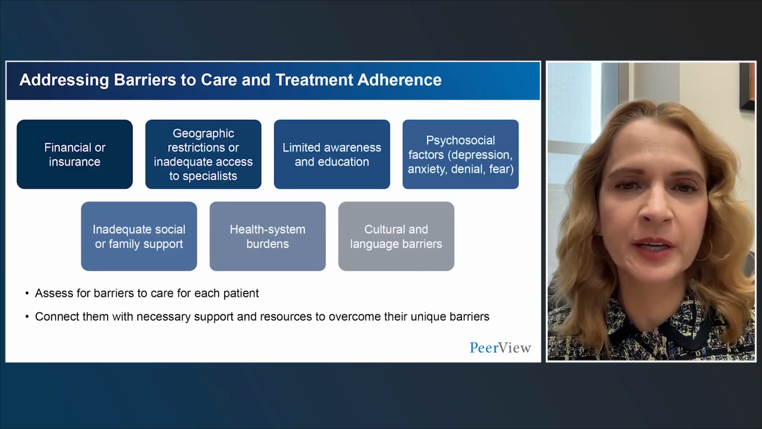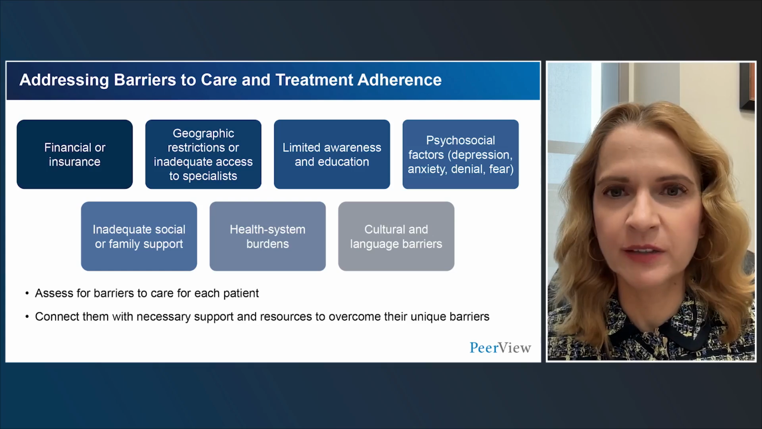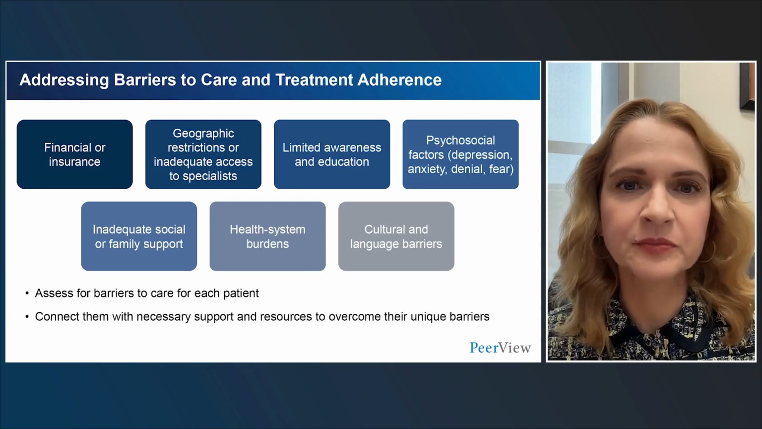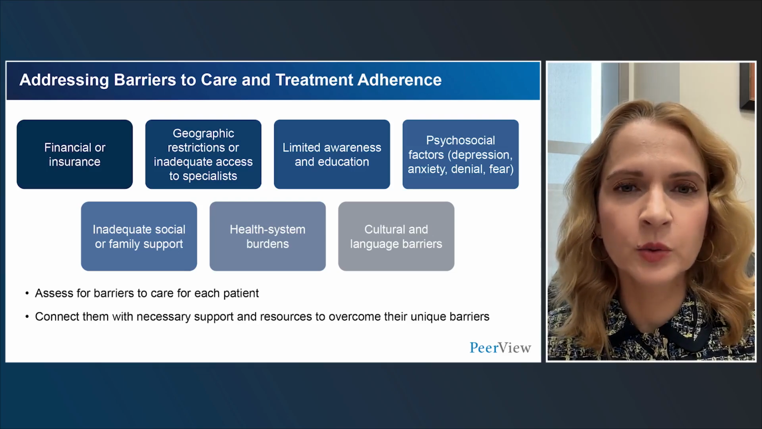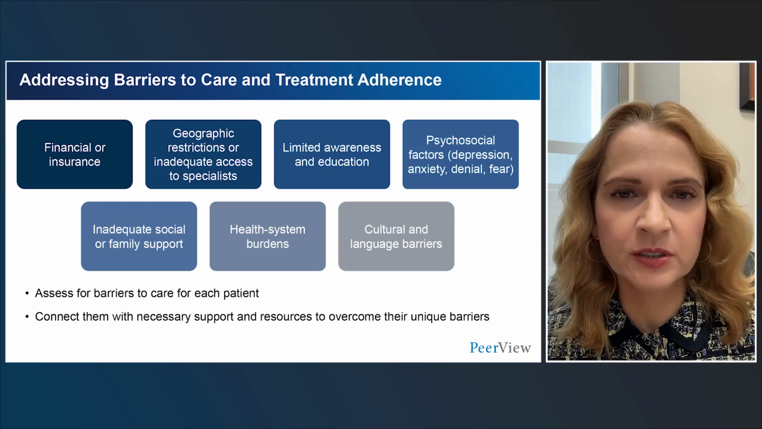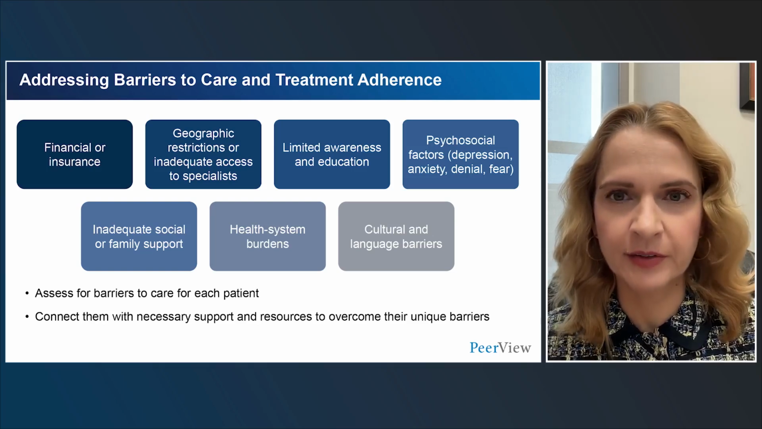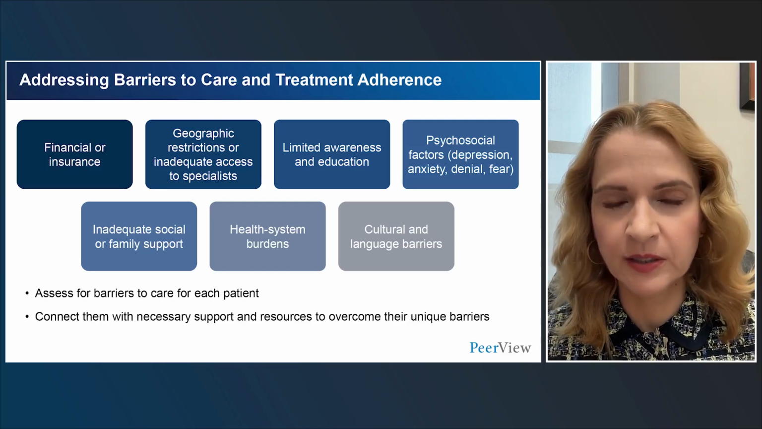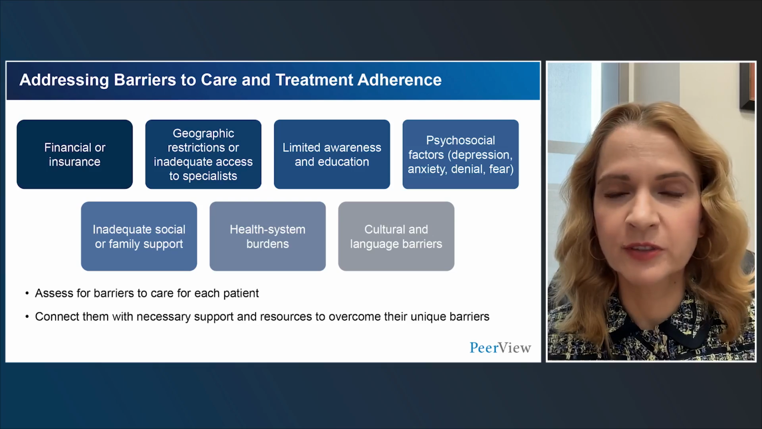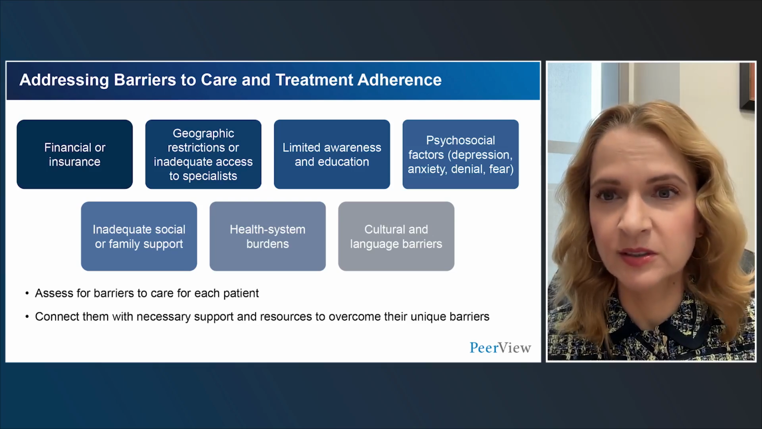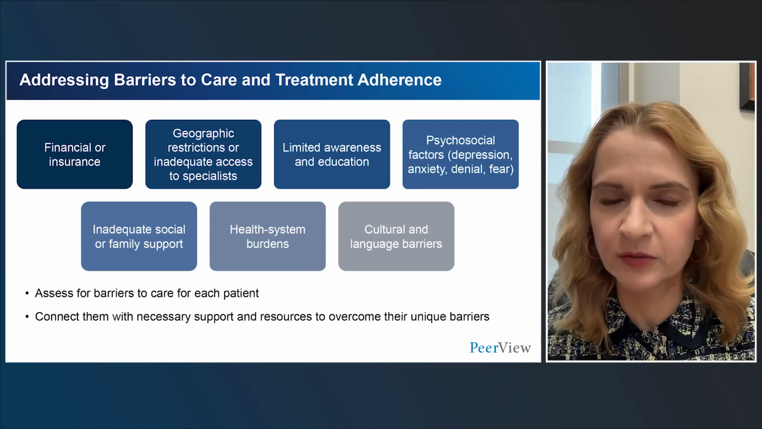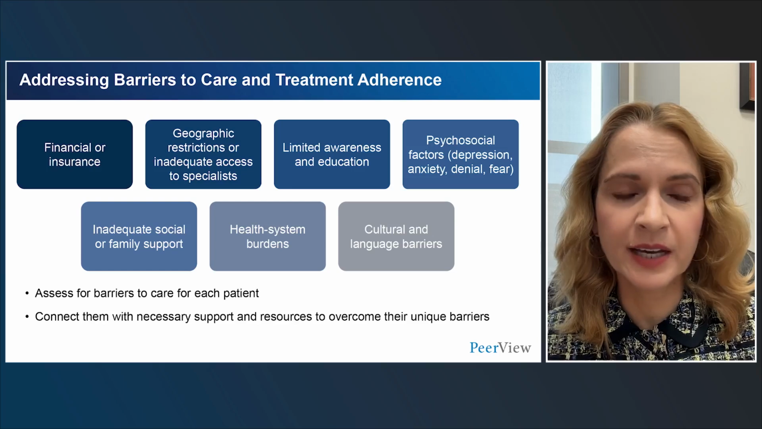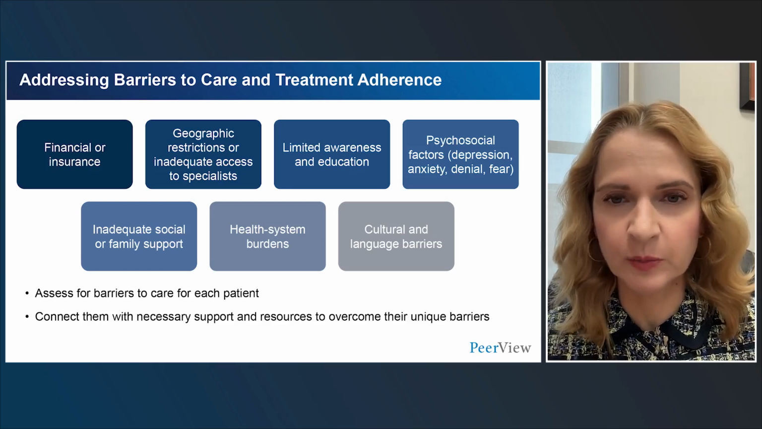Importantly, we need to address barriers to care and treatment adherence in geographic atrophy patients. Financial insurance considerations are important. We need to note whether there are geographic restrictions or inadequate access to specialists in the area, whether the patient has limited awareness and education about their condition. We also need to address psychosocial factors that are prevalent in GA, such as depression, anxiety, denial, and fear of their condition. It is important to see whether the patient has adequate or inadequate social and family support.